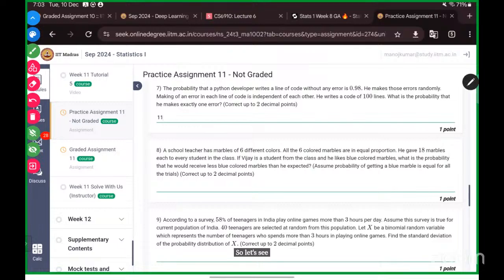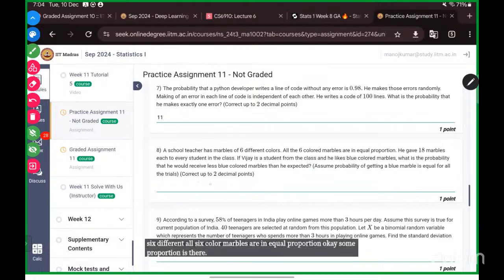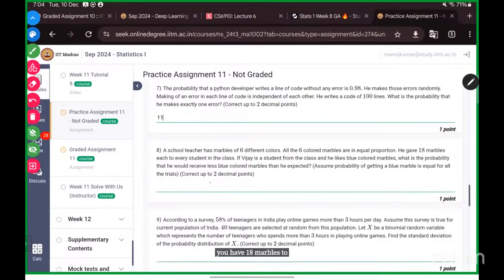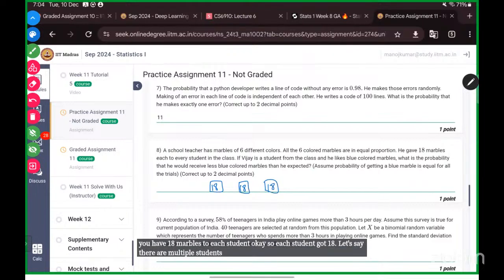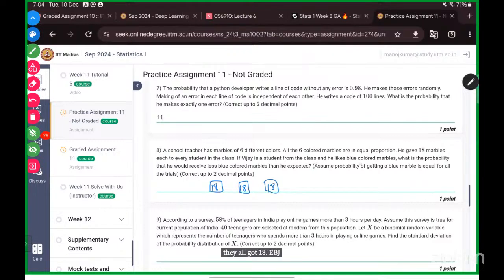A school teacher has six different color marbles. All six colors are in equal proportion. He gave 18 marbles to each student in the class. Each student got 18, let's say there are multiple students, and they all got 18. Vijay is a student from the class, and he likes blue color marbles. So someone is there who likes blue color marbles.